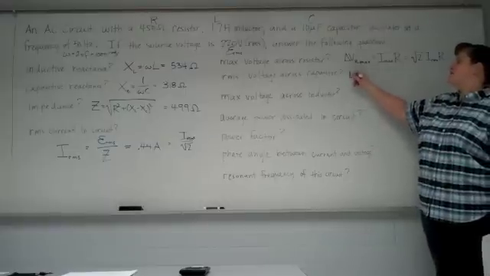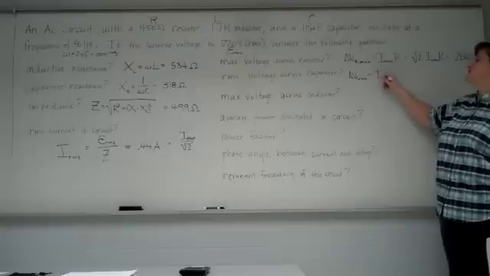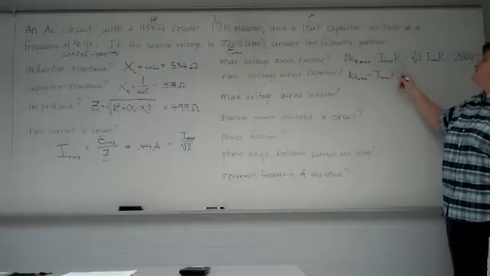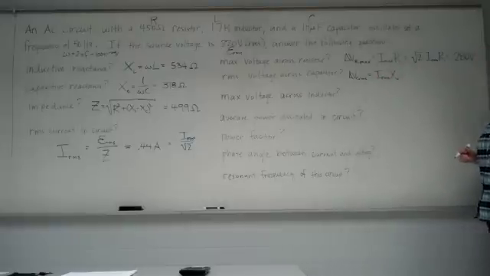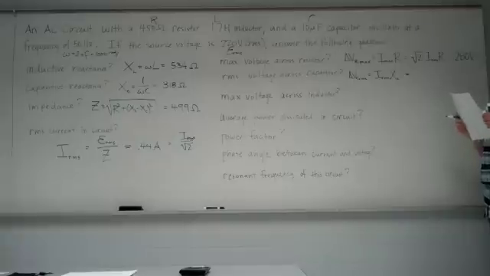RMS voltage drop across the capacitor. If we want the RMS value, we need to use the RMS current. So the voltage across the capacitor, the RMS value will be IRMS times X sub C. We know IRMS, we know X sub C. So we know the RMS voltage across the capacitor, 140 volts.